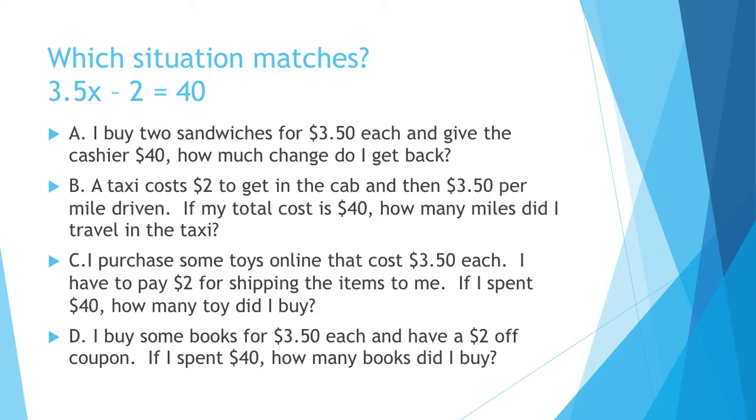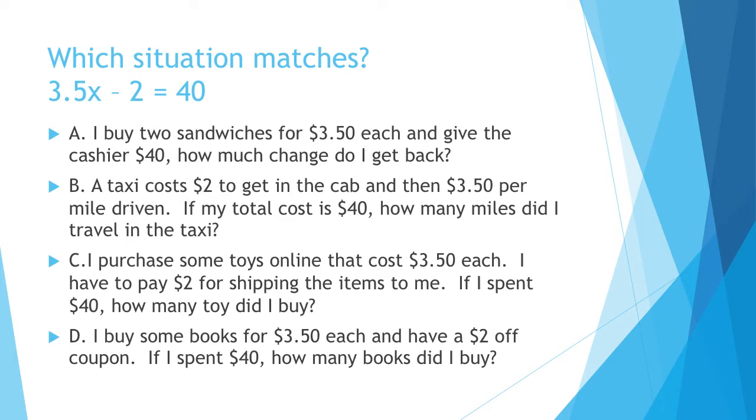So which situation matches? We're looking for a situation that matches this equation: 3.5x minus 2 equals 40. Situation A. I buy 2 sandwiches for $3.50 each and give the cashier $40. How much change do I get back? Situation B. A taxi costs $2 to get in the cab and then $3.50 per mile driven. If my total cost is $40, how many miles did I travel in the taxi?